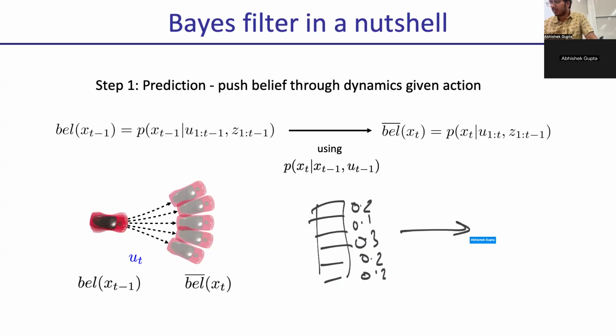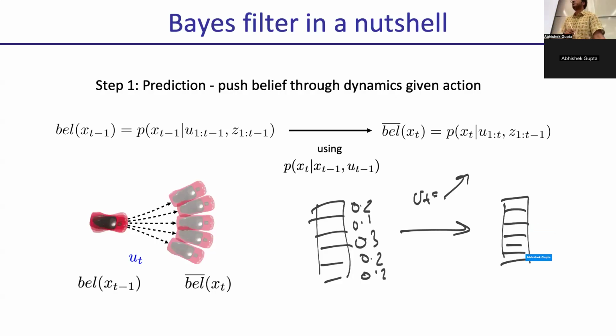I'm going to take some action. Let's say u_t is equal to something, like, let's say move this way, right? Now the question is, how does the probability distribution over states change? One way I find it useful to think about this intuitively is that you take every position that you could have been in at t-1 and then transition to the next time step with your motion model, right?